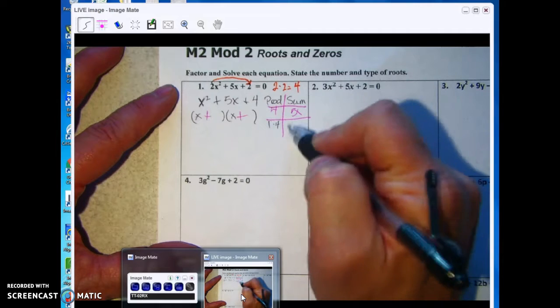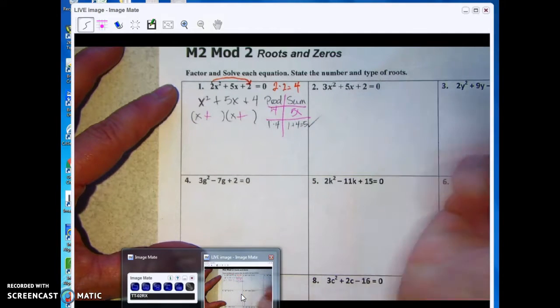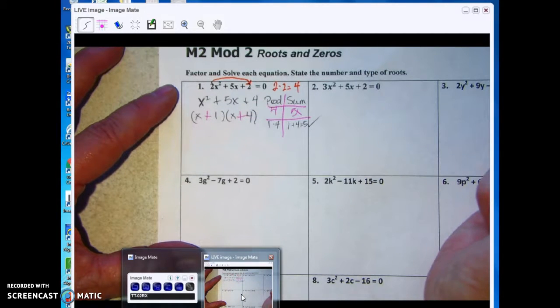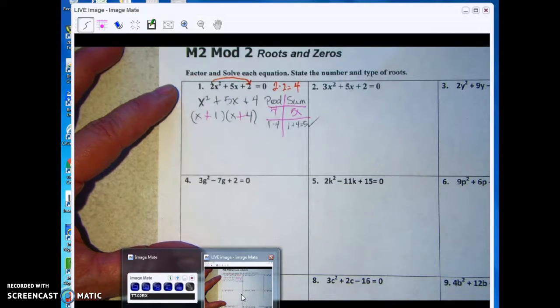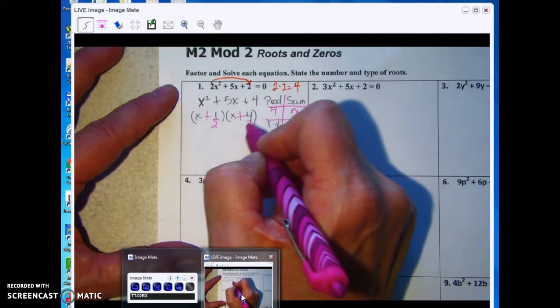1 times 4. What is 1 plus 4? 5. Bada bing, bada bang. 1, 4. Okay. Now, that was my slip. What am I sliding back? The 2. So now I'm going back under those numbers that were my factors, and putting a 2.